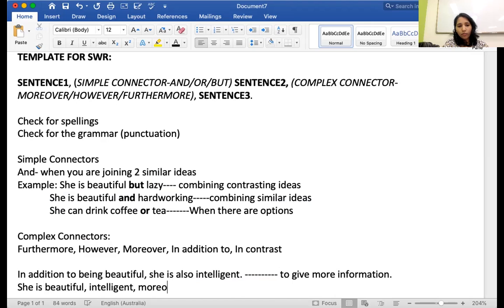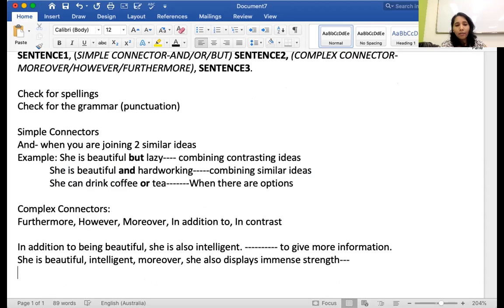Then you would use moreover, she also displays immense strength or kindness or something like that. So you're adding to her beautiful nature. So you're telling she's beautiful, she's intelligent, moreover. So you're adding more information here.